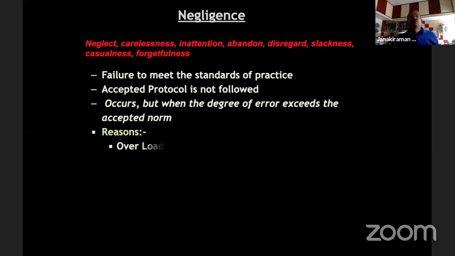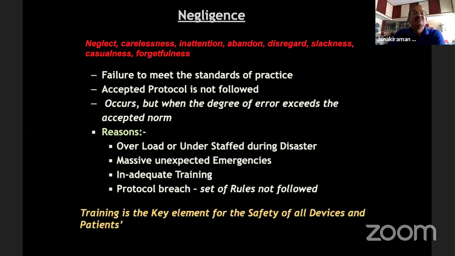Negligence, on the other hand, is neglect, carelessness, inattention, abandon, disregard, slackness, casualness, forgetfulness, overconfidence, sometimes by the doctors, and arrogance. All these are in the industry. We have to face it. Failure to meet the standard of practice, failure to accept the protocol. When the degree of error is exceeding multiple times, it becomes a negligence.